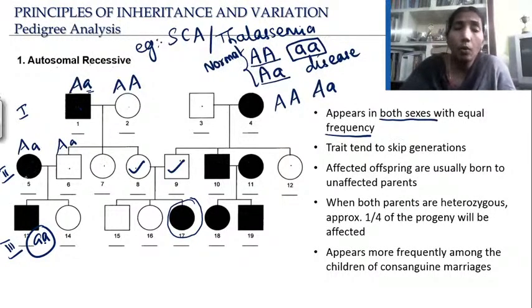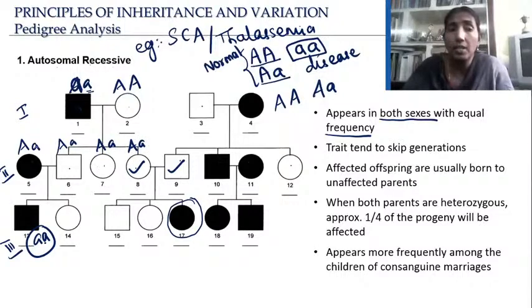Yes. So now what you can see here is that mostly the affected offspring will have parents who are unaffected. If the parents are heterozygous, approximately 1/4 of the progeny will be affected. Here you can imagine the probabilities; it can be like this or like this. That is why they skip the generation.